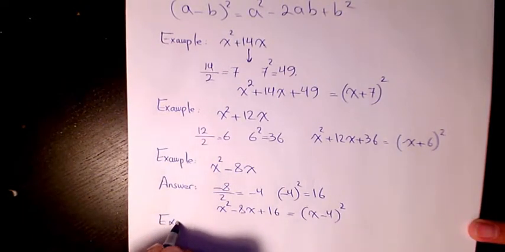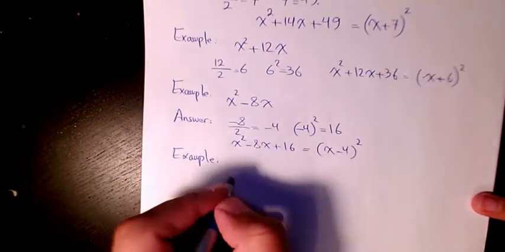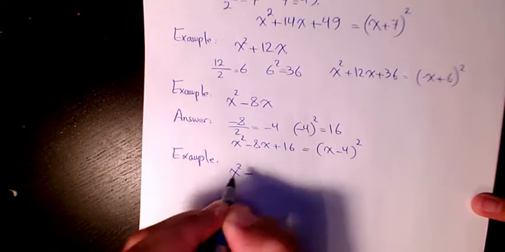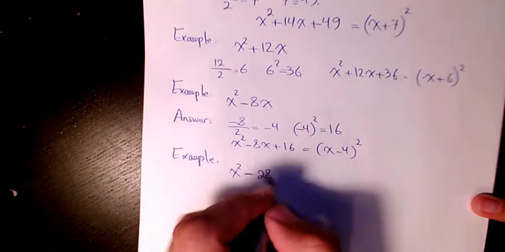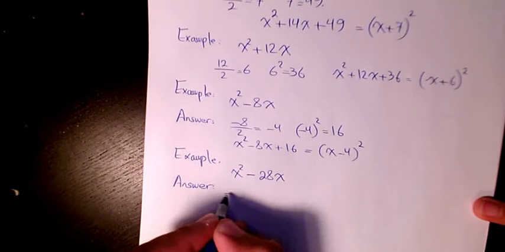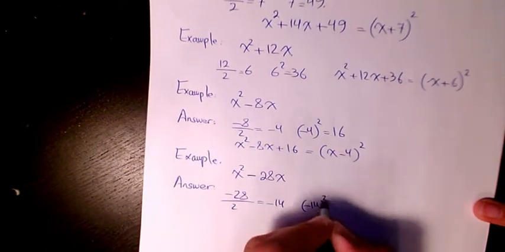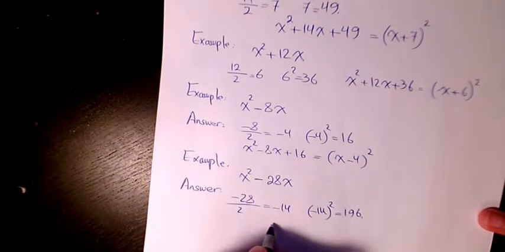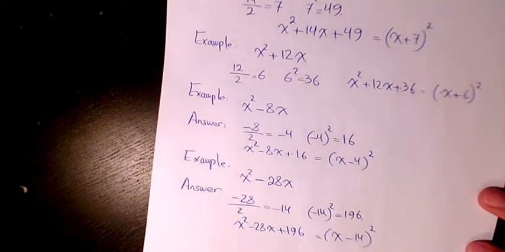Next example, x squared minus 28x. The answer will be: negative 28 divided by 2 is negative 14. Negative 14 to the power of 2 is 196. So we will have x squared minus 28x plus 196, which is (x minus 14) to the power of 2. This is the final answer.